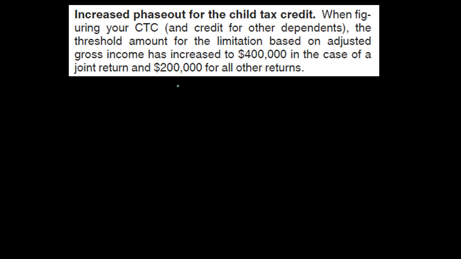$200,000 for all other return types, meaning obviously you have married filing joint, and then the other types of return, single and head of household, would be the other two most common. And so we have basically the same cap there. So if you're single or head of household, and you're making under the $200,000, then you shouldn't have to worry about the phase out of the child tax credit.